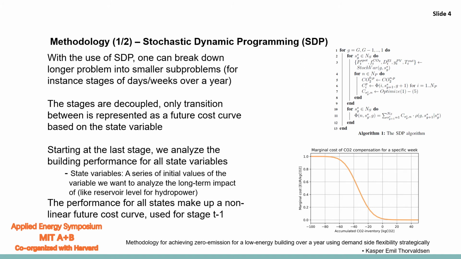So then I can go into the methodology that I'm proposing here. The methodology that I want to use to make this nonlinear future cost curve is based on stochastic dynamic programming, the same way that is used in hydropower scheduling. Because when we use SDP, we can break down longer problems into smaller subproblems. So if we want to schedule, for instance, over the course of a year, we can decompose this into, let's say, weekly stages that can be analyzed without having to analyze the rest of the year. So we can decompose the problem into smaller subproblems.